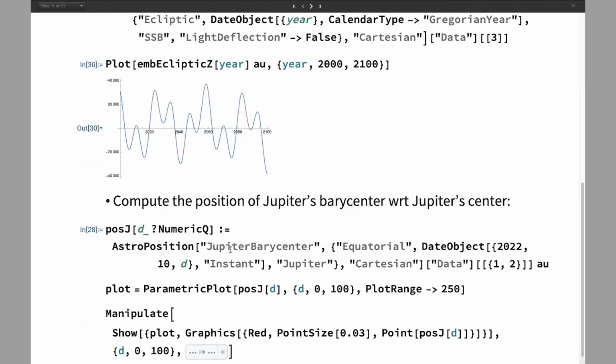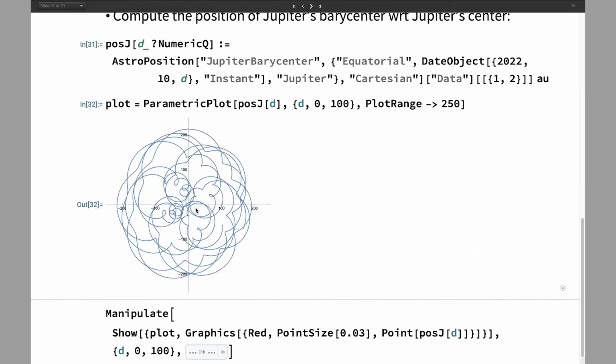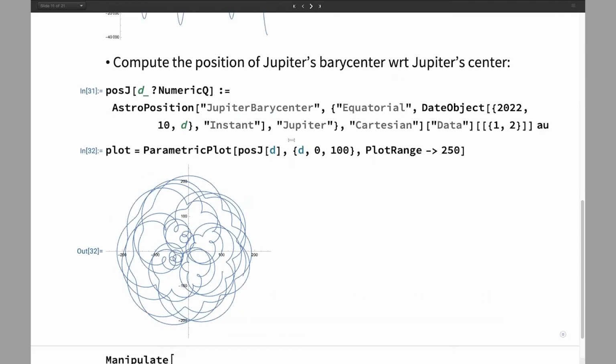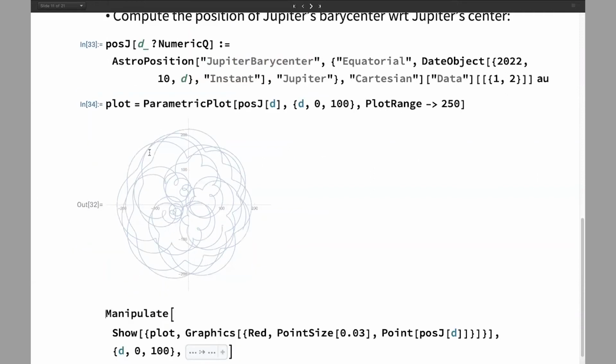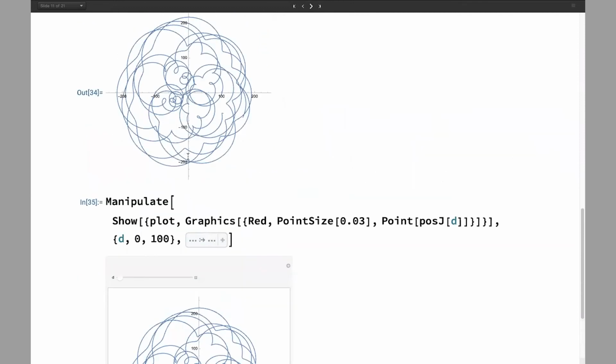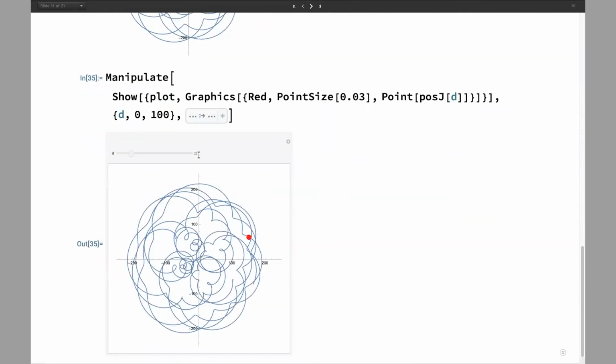I'm going to show the same thing, but now with Jupiter. This is the position of Jupiter with respect to the Jupiter barycenter, or vice versa. I'm actually computing the position of the barycenter of Jupiter with respect to Jupiter. Jupiter barycenter means the barycenter of Jupiter and all its moons. And then this is doing something like this over a period of 100 days. So, not simple. All this information is in AstroPosition.